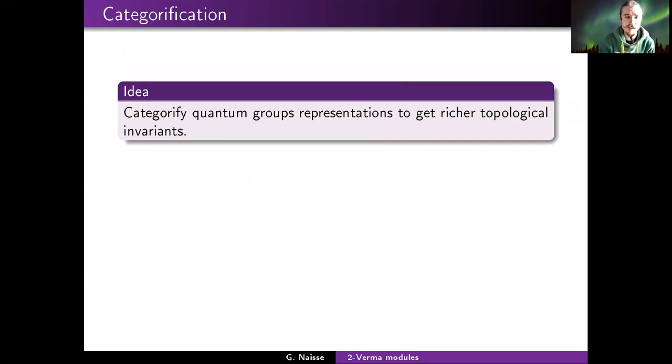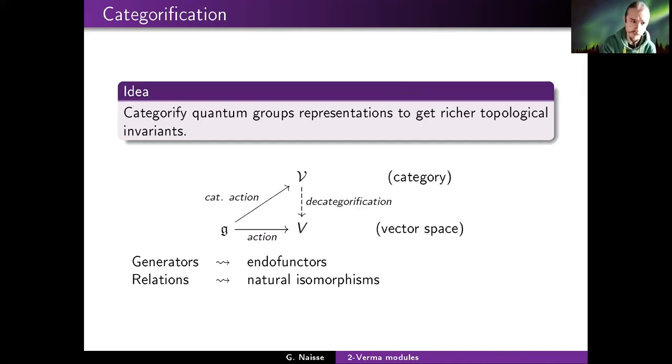And now the idea is basically to apply this philosophy of categorification to the representation theory of quantum groups in order to try to get richer topological invariants, like homology theory for links or richer braid group representations and things like that. And so a bit more precisely, what it will mean to categorify a quantum group representation.